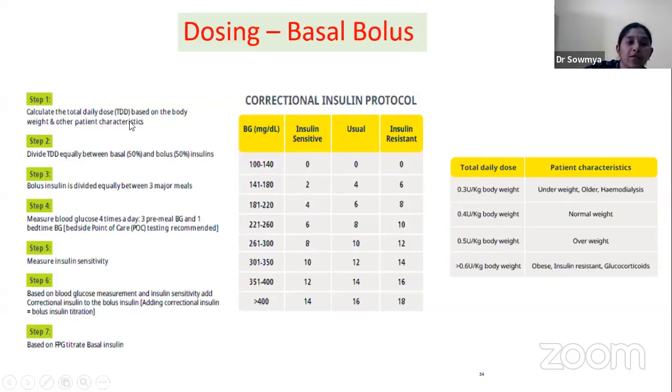So as I said, we have to divide the dose equally, and 50% should be given as basal and the other 50% should be given as bolus. So the bolus insulin is divided by 3 and given each dose before a major meal. So what is the correction insulin protocol? This is a correction insulin protocol. Usually, if it is more than 140, the correction insulin is given. So if the patient is insulin resistant, we have to give more doses when compared to the insulin sensitive patient.